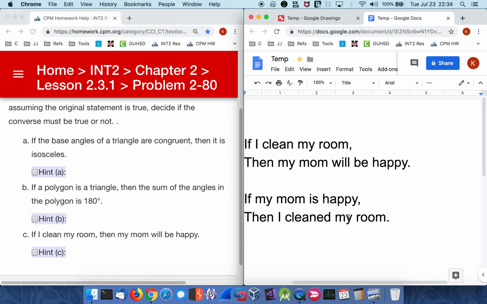I guess she could be happy for other reasons, couldn't she? I mean, cleaning probably helps. But this one is a little more questionable, because your mom could be happy for other reasons. Like maybe you made her a meal or got her a gift or gave her a hug or were especially thoughtful, something like that. Not necessarily just because you cleaned your room.